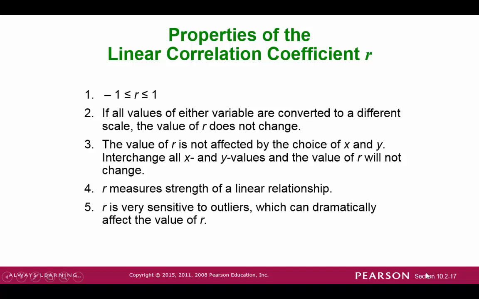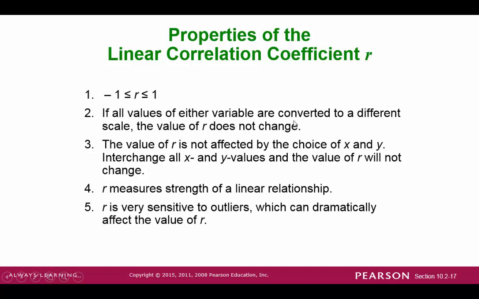Here are some properties for the linear correlation coefficient R. If you've noticed in our first few examples, R is never less than -1 or larger than +1. Our R values are always between -1 and +1. We get -1 if we have a perfect correlation that is going down, decreasing, so it's a negative value, or we get +1 if we get a perfect positive correlation. In the middle of that is 0, and when you're close to 0, we have no correlation.